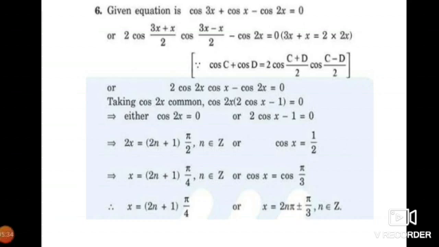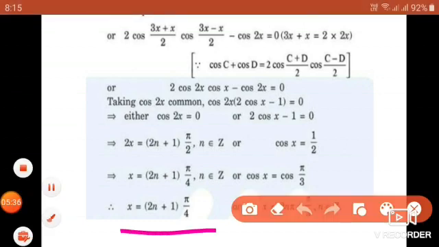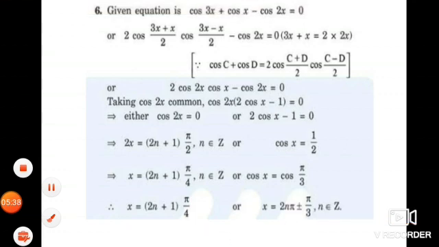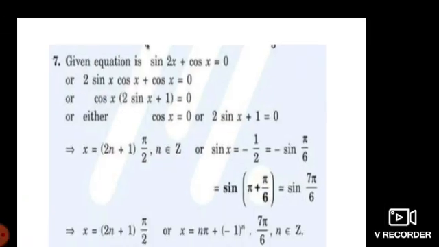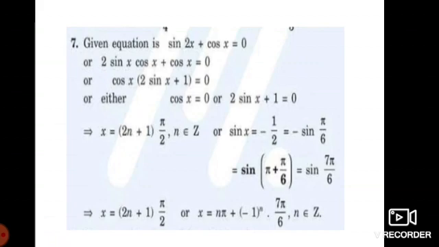x equal to (2n plus 1) into pi by 4, and from this, when cos x equal to cos alpha, you will write x equal to 2n pi plus or minus alpha. Here our alpha is pi by 3, so you can write x equal to 2n pi plus or minus pi by 3.